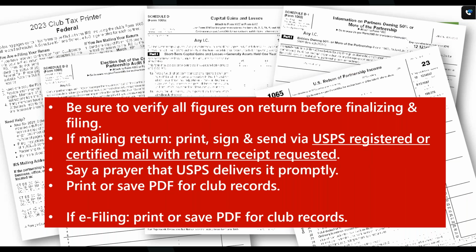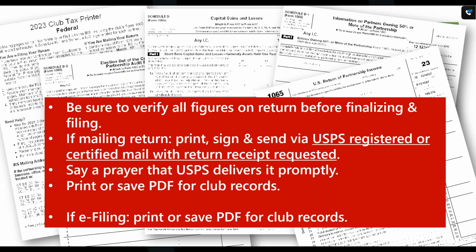As always, verify and validate all the figures on the return. If you are mailing the return, print it, sign it, and send it via UPS, registered or certified mail with return receipt requested. It's a pricey option, but this is the only way the IRS will accept proof that your return was submitted. If you save the PDF, we're going to archive the PDF in your club website as well for your records.